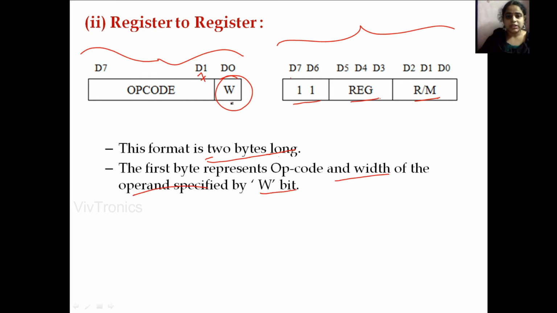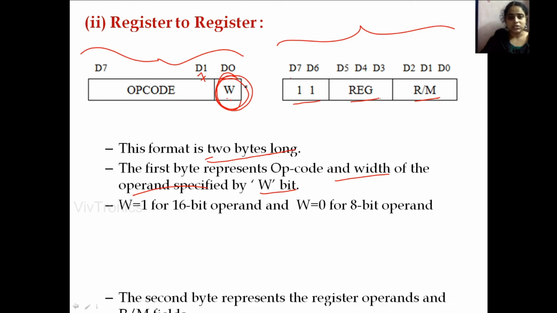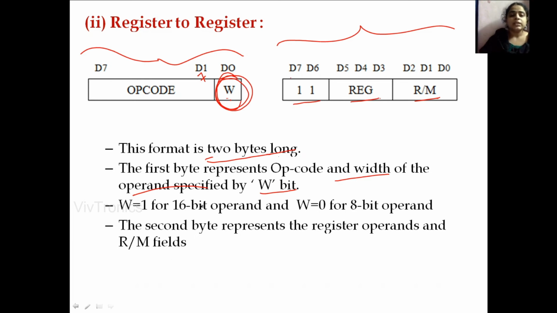bit. That means whether it is a word or a byte, which is 8-bit operation or 16-bit operation, that depends upon this W bit. W is equal to 1 for 16-bit operand and W equal to 0 for the 8-bit operand. The second byte represents the register operands and r/m fields.